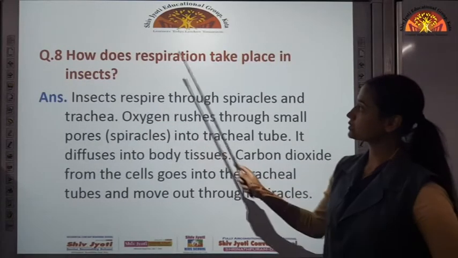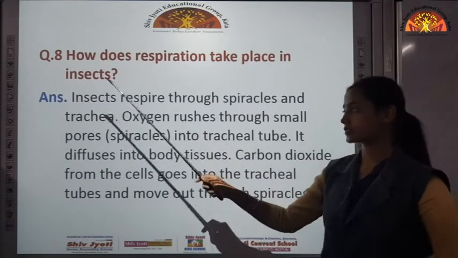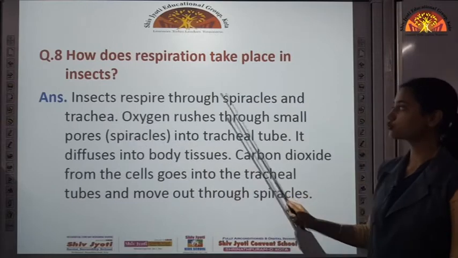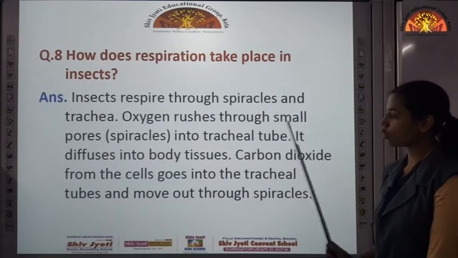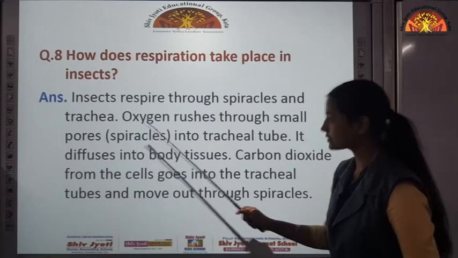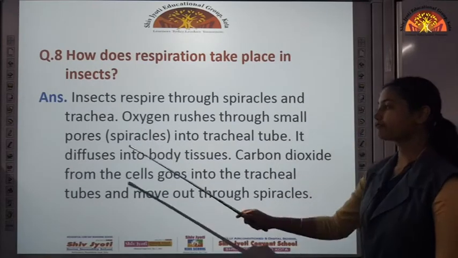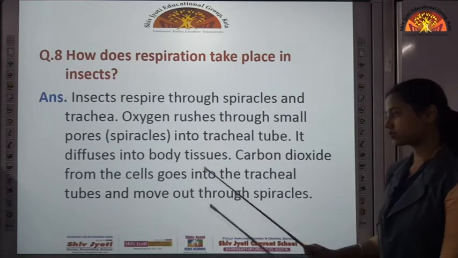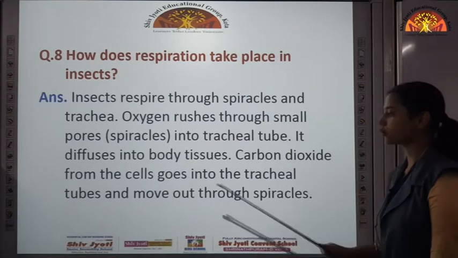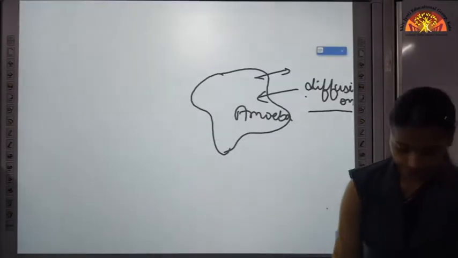Then how does respiration take place in insects? Insects respire through spiracles and trachea. Oxygen rushes through small pores known as spiracles into tracheal tube. It diffuses into body tissues. Carbon dioxide from the cell goes into the tracheal tubes and moves out through spiracles.